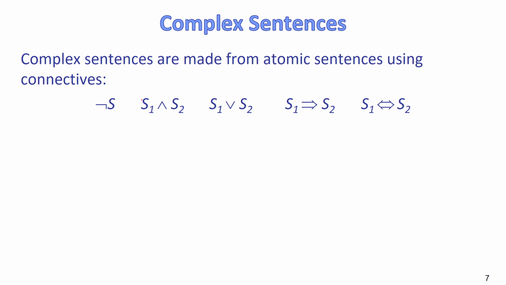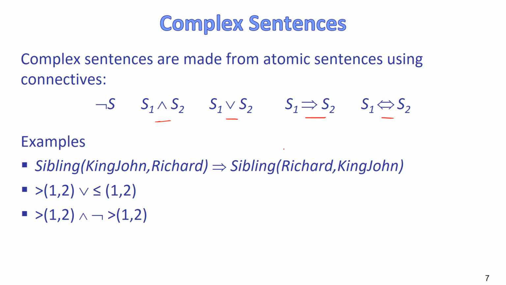If I have two sentences, S1 and S2, I can connect them by "and", "or", "implies", or "equivalent", and I will get a new sentence, which is now complex because it is composed of atomic sentences. Of course, complex sentences can also be connected using these connectives to create more complex sentences. Here is an example: sibling(King John, Richard) implies sibling(Richard, King John). So that's a complex sentence.